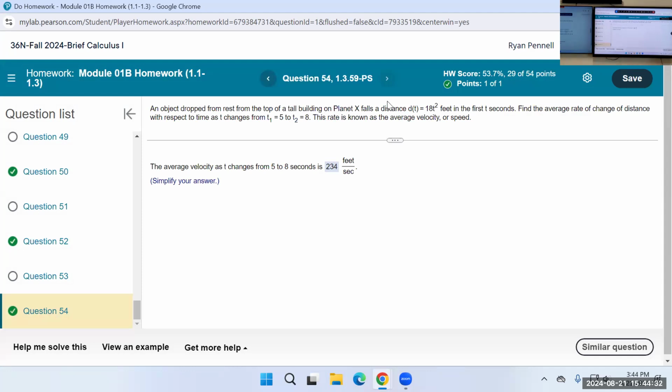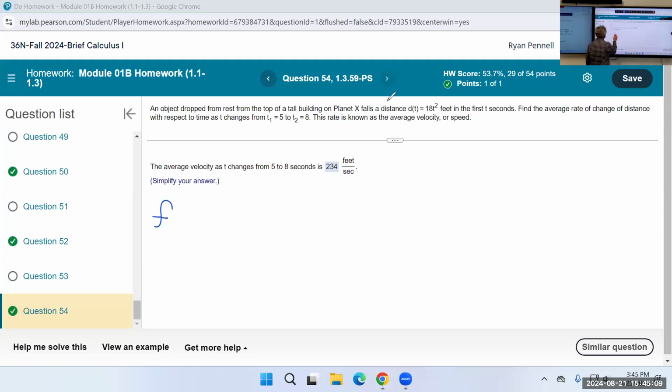An object dropped from rest from the top of a tall building. Maybe our tall building, there's a lot of things dropping during this whole lecture. Planet X falls a distance of 18t squared, where t is the time in seconds. Find the average rate of change of the distance from 5 seconds to 8 seconds. The rate is the average velocity or speed of the object. That sounds pretty fancy, but it's just find the slope. And you've been doing that your whole life. So that's not that fancy.